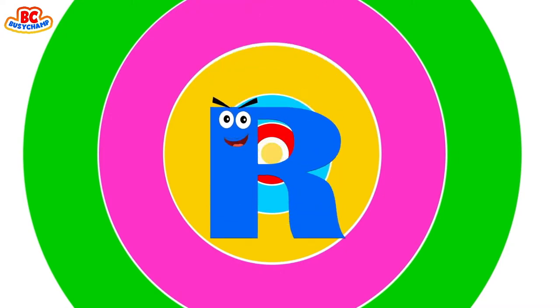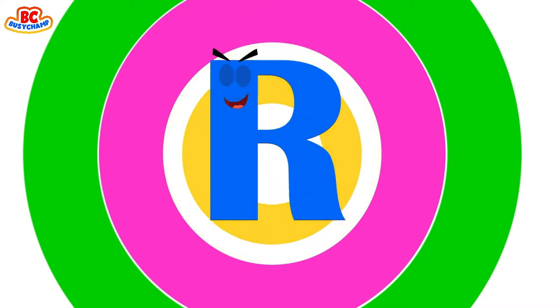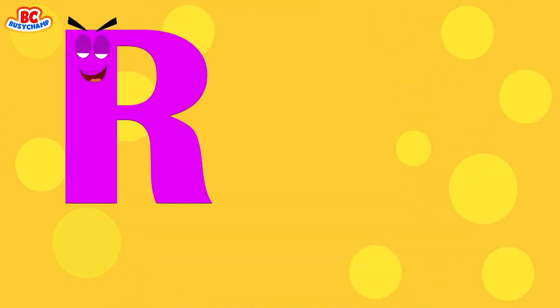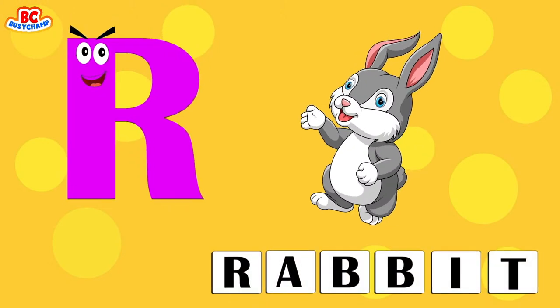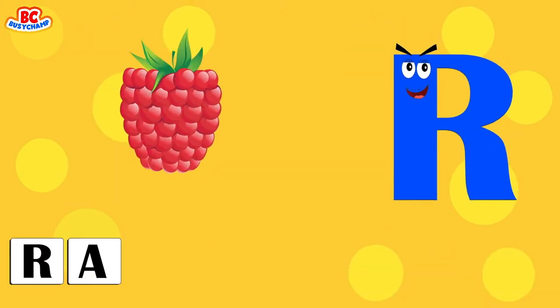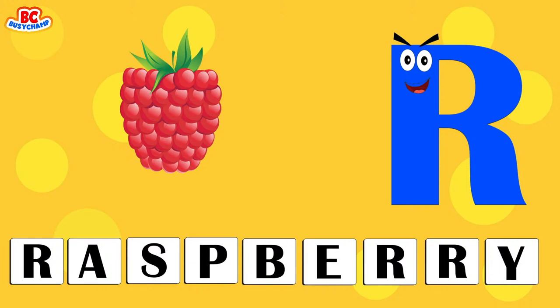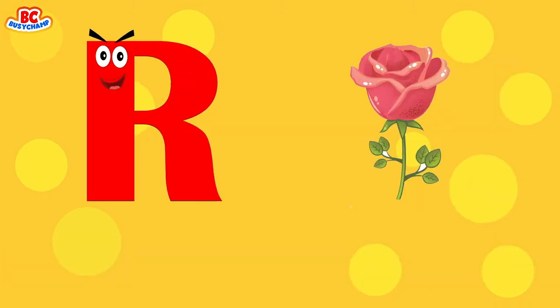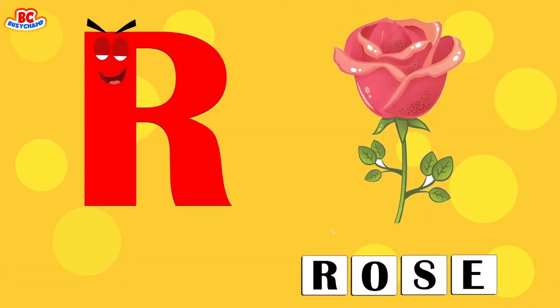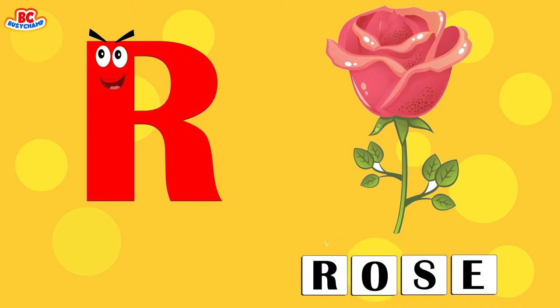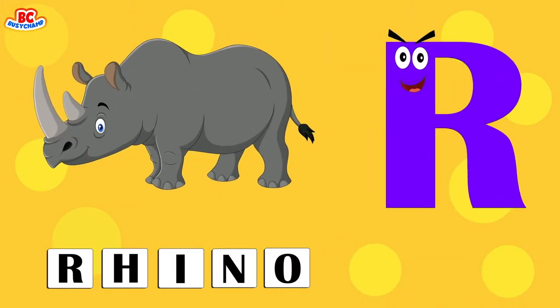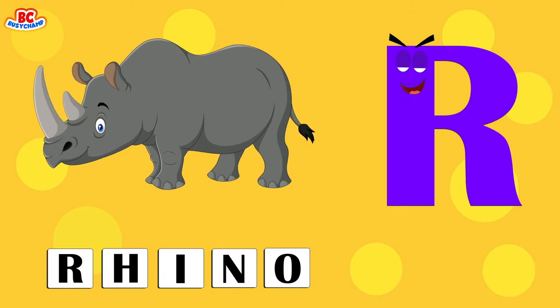Here comes the letter R. R is for rabbit, r, r, rabbit. R is for raspberry, r, r, raspberry. R is for rose, r, r, rose. R is for rhinoceros, r, r, rhinoceros.